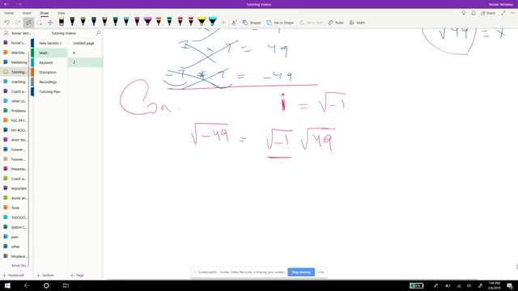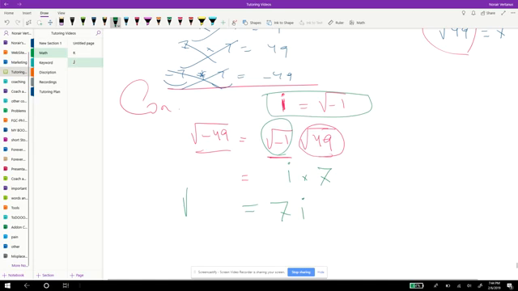Negative, rad negative 1 times rad 49 is rad negative 49. So when we do that, that's easy. We're just going to say, what is rad 49? That's 7. And what is rad negative 1? By definition, we said it's i. So it's i times 7, but we don't put i7. We say 7i. That's it. So negative rad negative 49 is negative 7i.